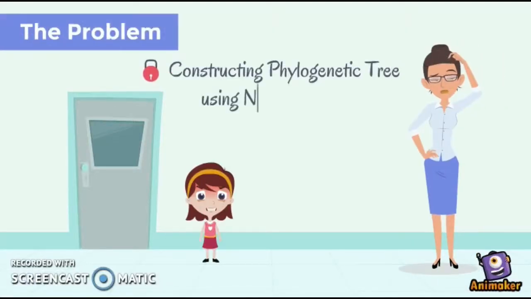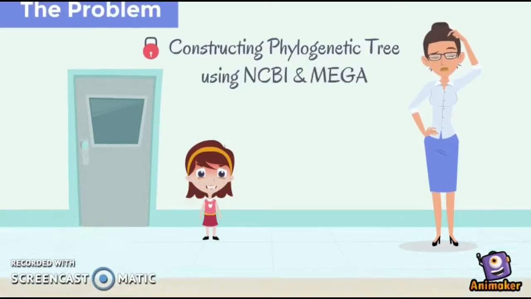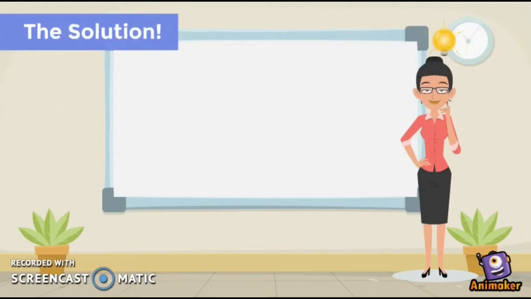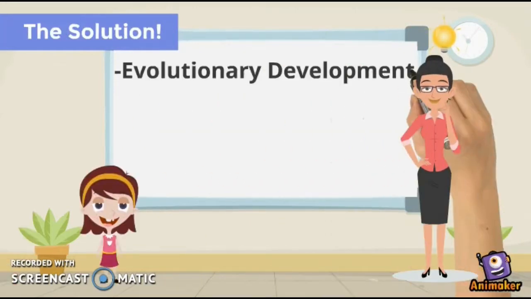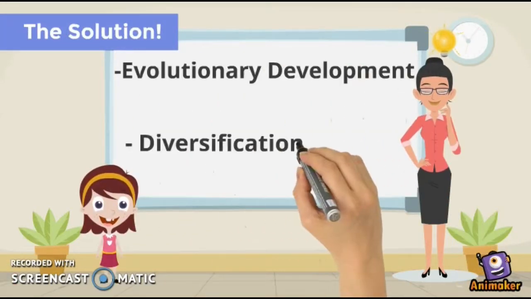Having a problem in constructing a phylogenetic tree using NCBI and MEGA? Don't you worry, because today I'm going to show you how to look for evolutionary development and diversification of species.